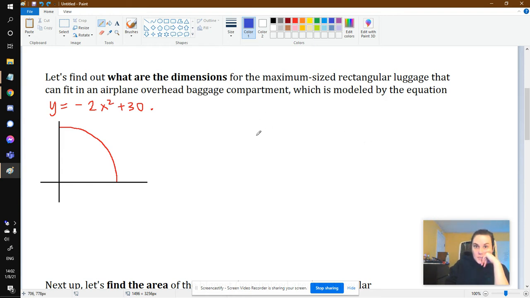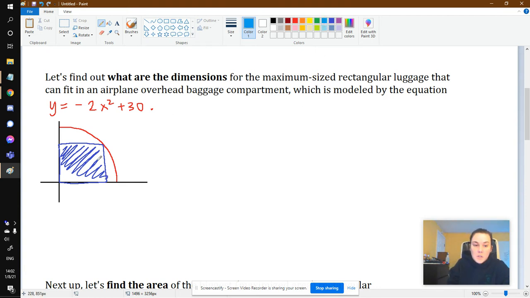Let's get it. All right, let's find out what are the dimensions of the maximum sized rectangular luggage that can fit in an overhead baggage compartment on an airplane, which is modeled by this equation. I don't know if you all have ever been on an airplane, but when you put your backpack over top of the seats, there's this half circle, quarter circle baggage compartment almost. And we want to say we've got a piece of luggage that's a square or a rectangle, and we want to shove it in this compartment. And we want the biggest one possible, right?